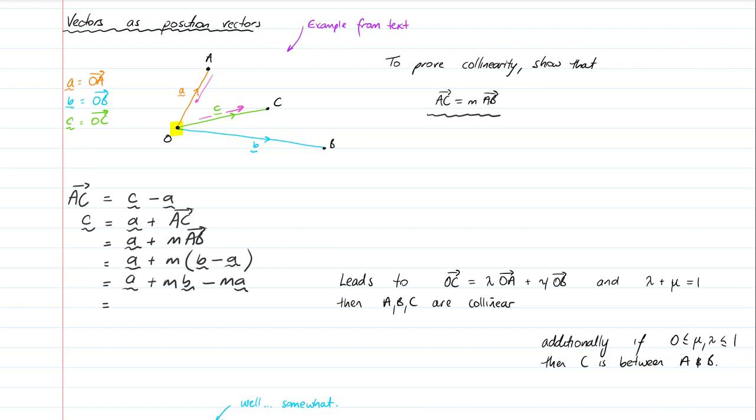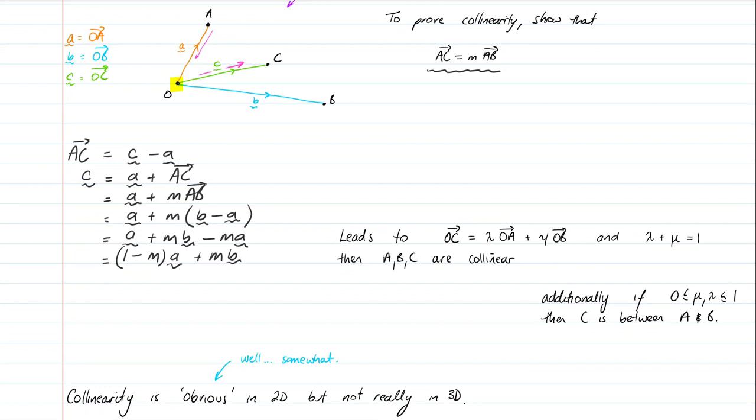And then I can bring this together and factorise. So I get (1 minus m) times A plus m times B. And I can write this down as C is equal to lambda A plus gamma B. And I can change this back to OC, OA, and OB, and I get this result. So it leads to OC is equal to lambda times OA plus gamma times OB. And we also have this part of the result, that lambda and gamma have to add to give 1, because of course lambda is equal to 1 minus m, and gamma is equal to m. So 1 minus m plus m is equal to 1. And if that's true, then A, B, and C are collinear.